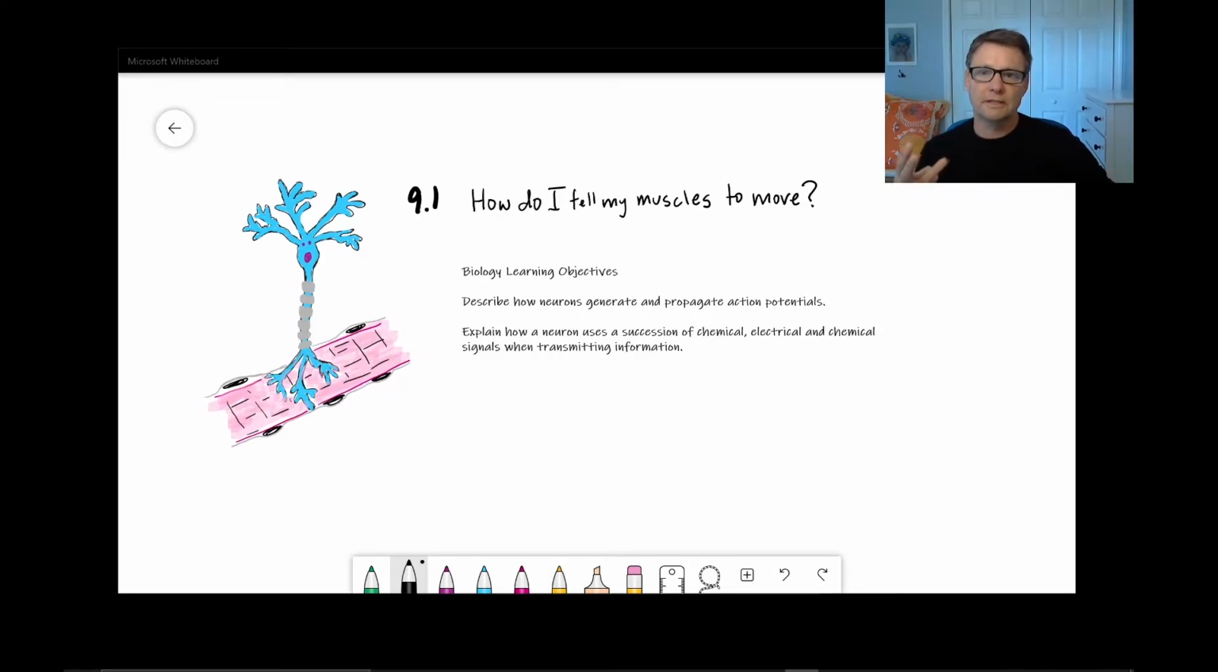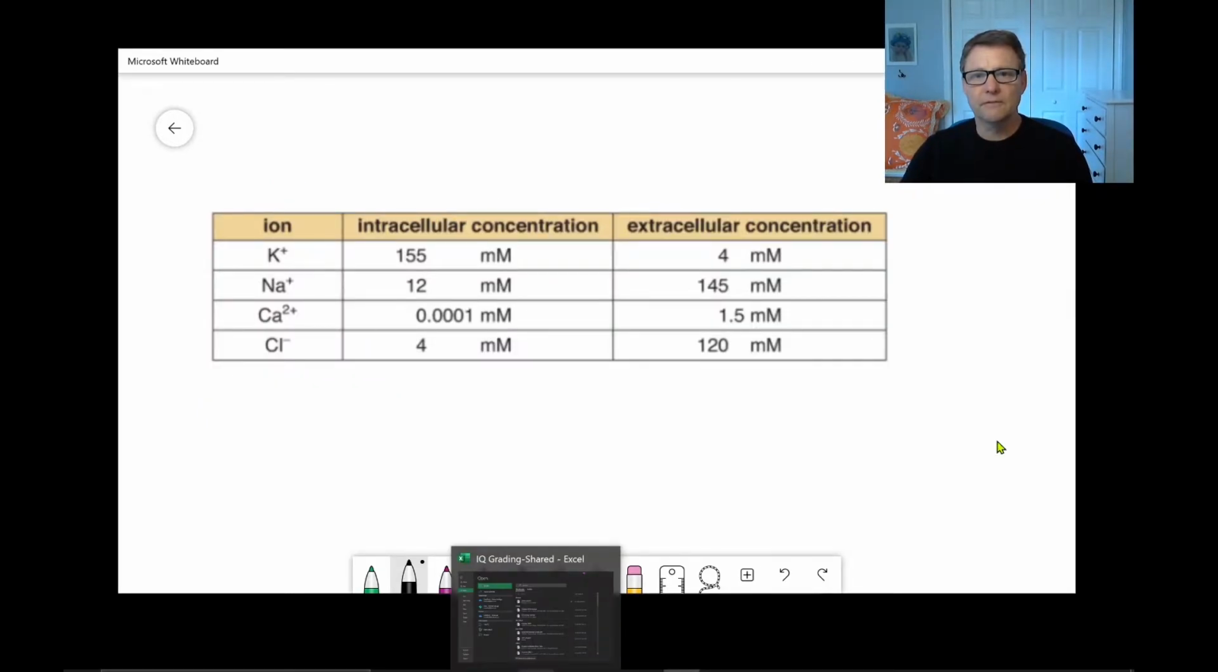Neurons use these three components in order to communicate over long distances, and they do this very rapidly. So how does all of this happen? Well, the first thing we need to understand is that there are differences in ion concentrations inside of the cell versus outside of the cell. The cell is going to use these concentration gradients in order to do work.